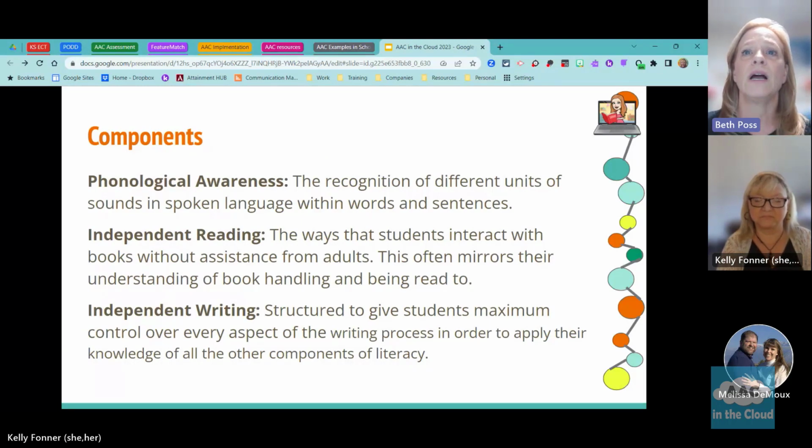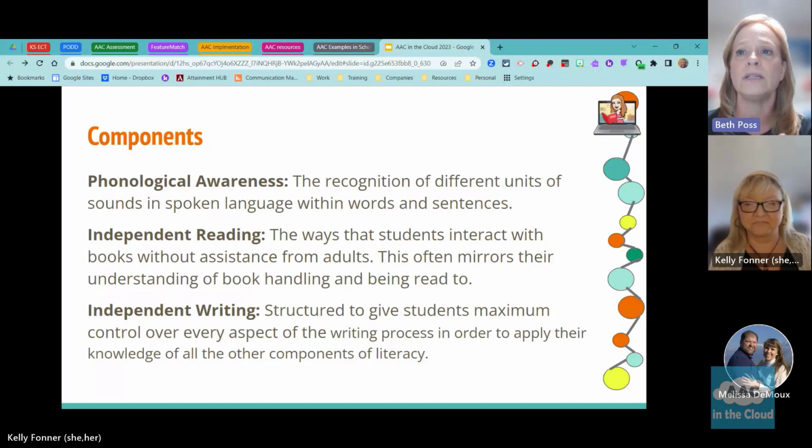And then independent writing, which is structured to give students the maximum control over every aspect of the writing process, right? We are not writing for learners. We're not fixing their spelling. We're not telling them what to write. We can do a little bit more of that. We have a little bit more control when we are scribing for students in that shared writing where we are contributing and helping them with it. But that independent writing is what they are doing and how we are providing them with all these opportunities, tools, and resources in order to produce their own work.